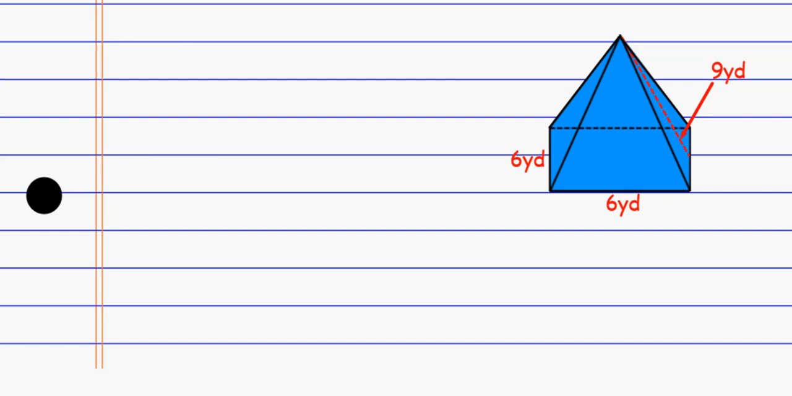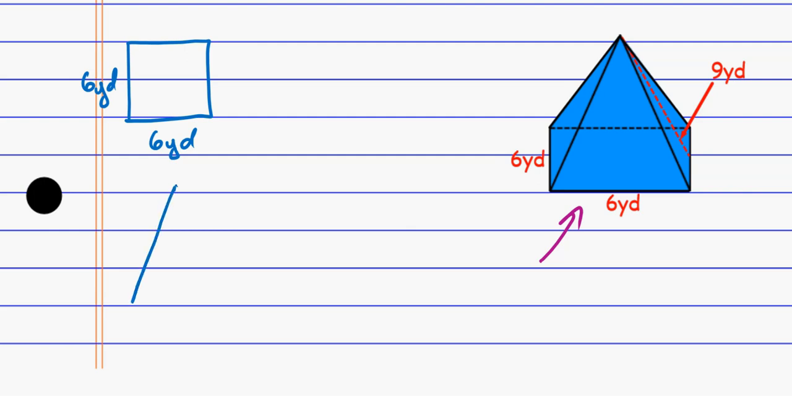So maybe here I'll start with the bottom. I'll say, hey, the bottom of this thing looks like a square. And I know it's a square. It's actually a perfect square because of the dimensions written as 6 yards and 6 yards. Because those are the same, I know this thing is a square. And then as I look, each side is a triangle.